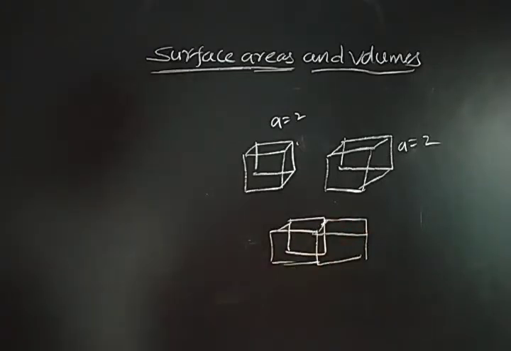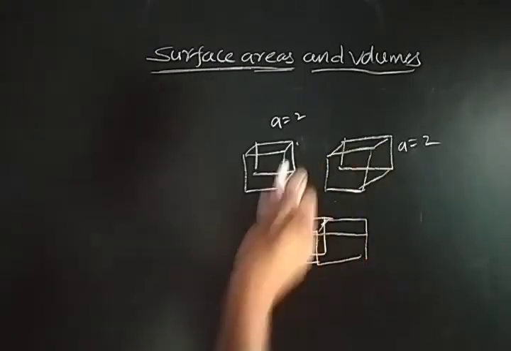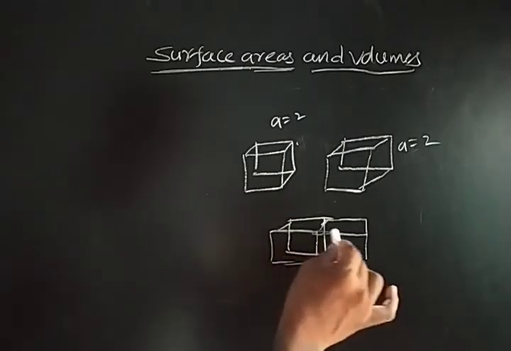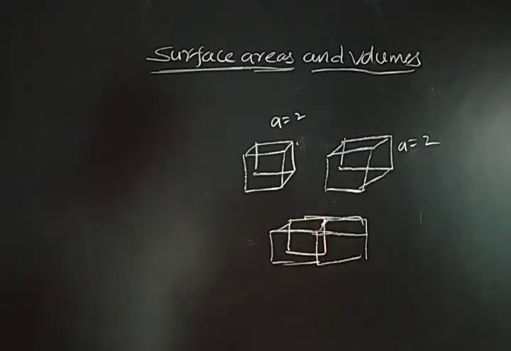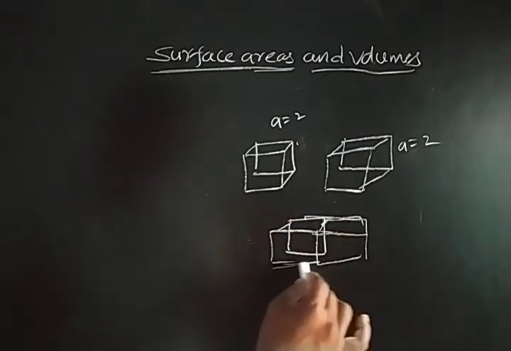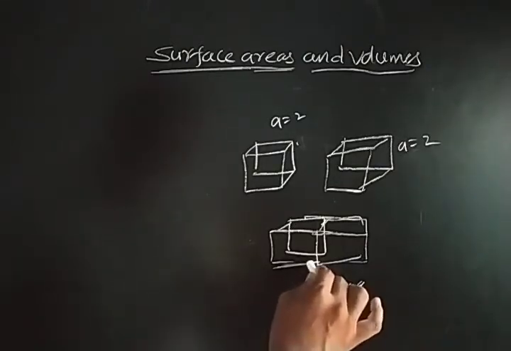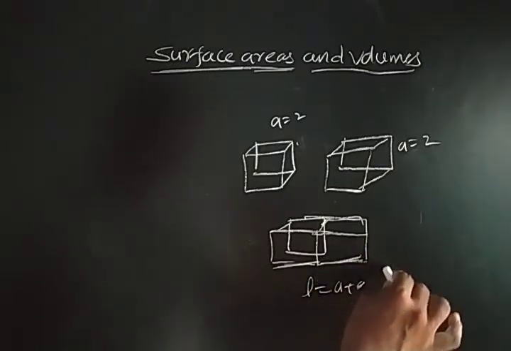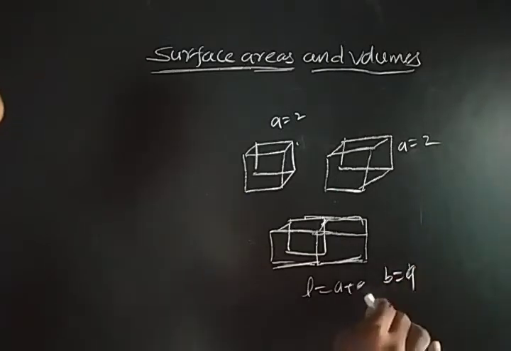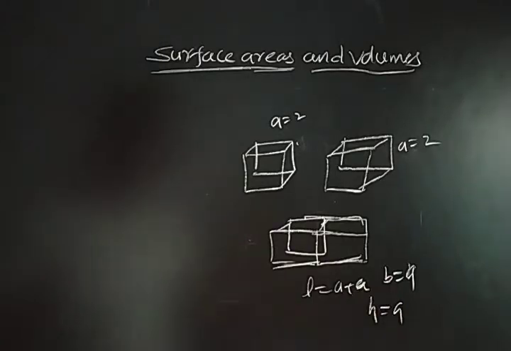Like this, you will get the combined solid after adding this. So here, after adding, this figure appears like a cuboid. So here, what is the total length? L equals A plus A. And B is A only, height again A. Height and breadth will not change, only the length will change.